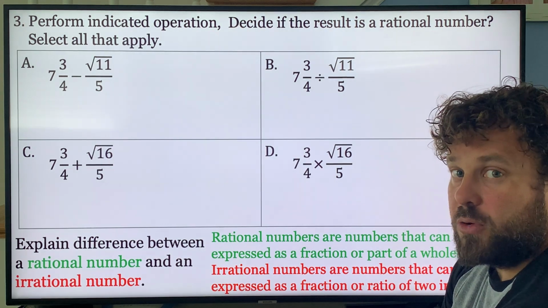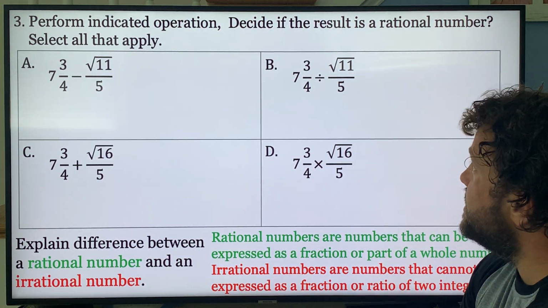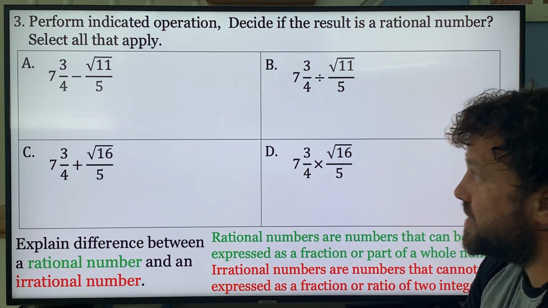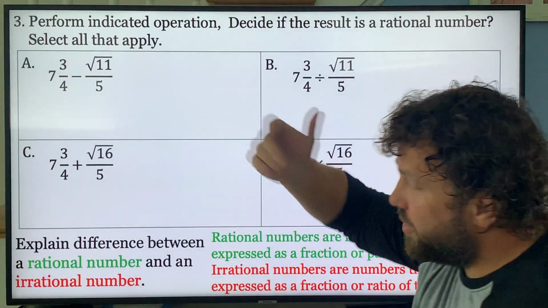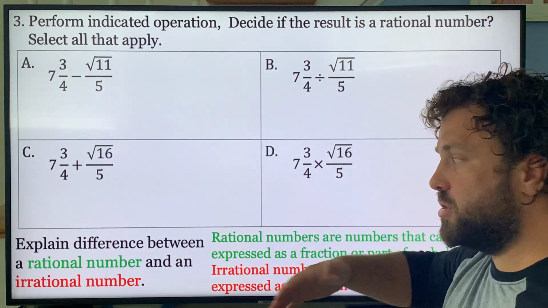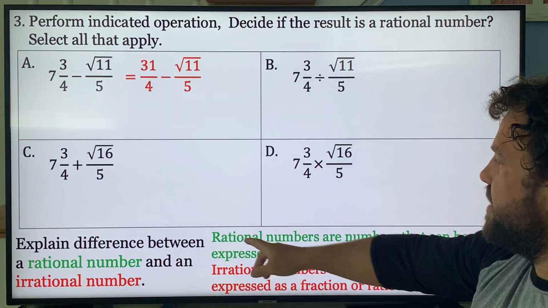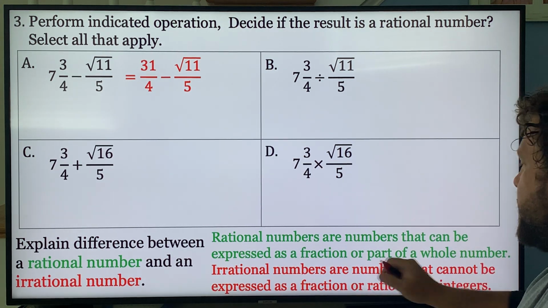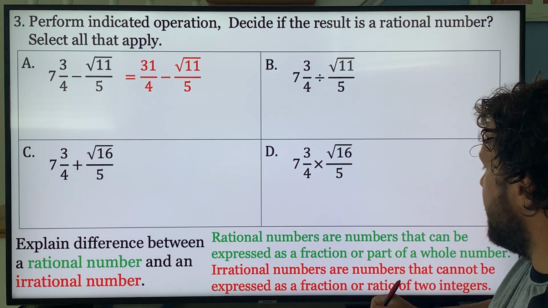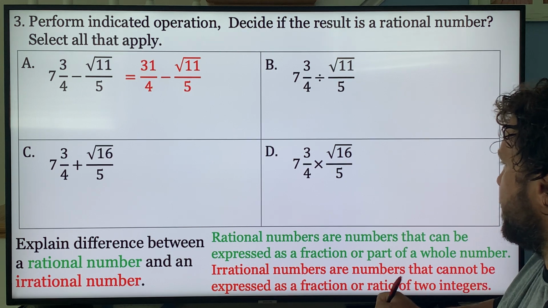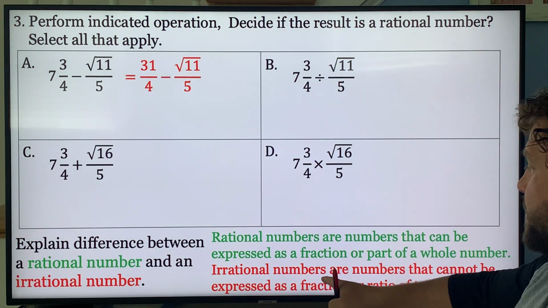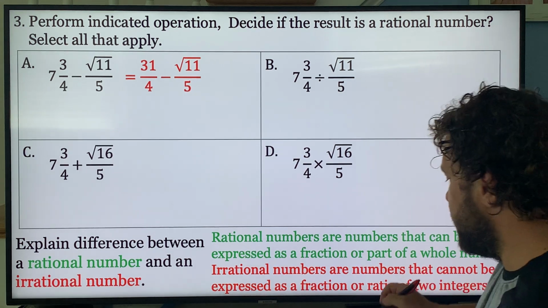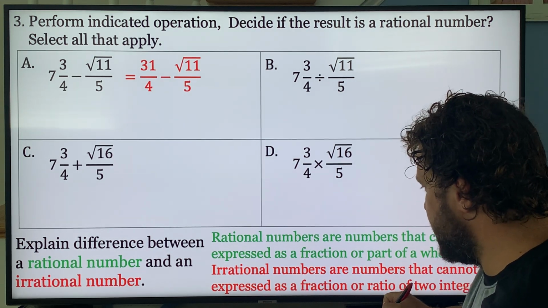You guys tell me if I'm wrong too. Perform the indicated operation. Decide if the result is a rational number. Select all that apply. Do you guys remember how to add, subtract, and multiply fractions? Hopefully you do. Explain the difference between rational and irrational numbers. Rational numbers are numbers that can be expressed as a fraction, or part of a whole number. Irrational numbers are numbers that cannot be expressed as a fraction or a ratio of two integers.